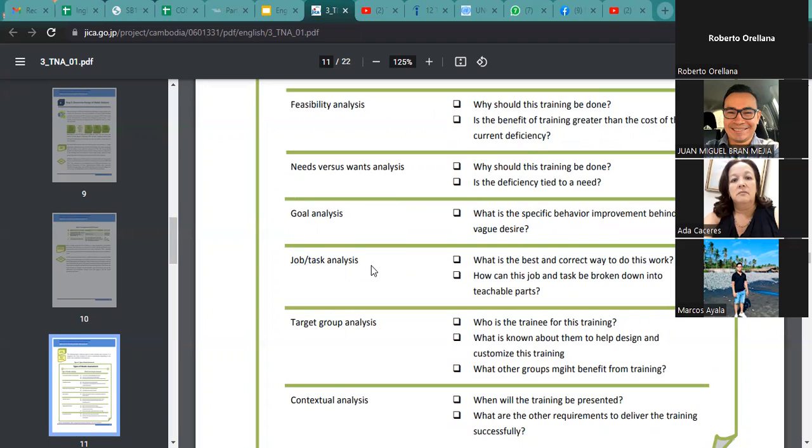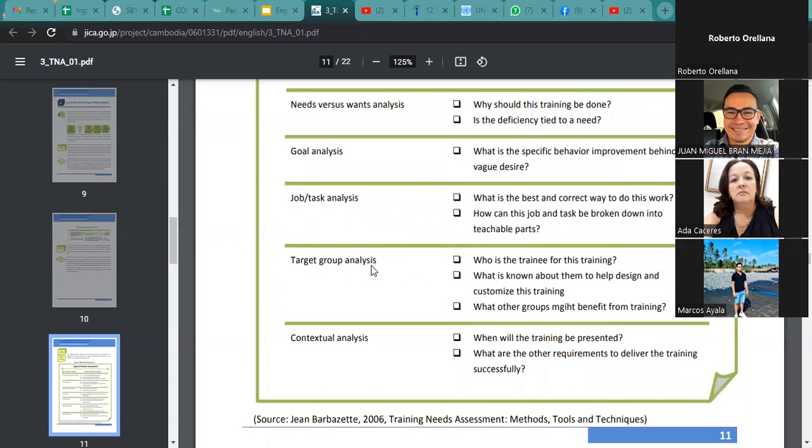So what do we expect the people to transform in their behavior? Job task analysis: what is the best and correct way to do this work? How can this job and task be broken down into teachable parts? In this analysis, we identify exactly the job, step one, step two, guidance, so you can create a process, task by task.